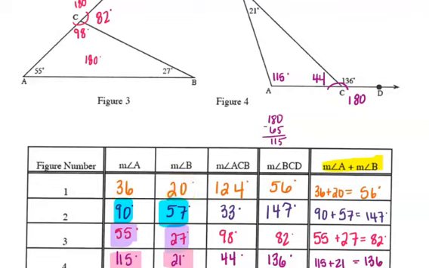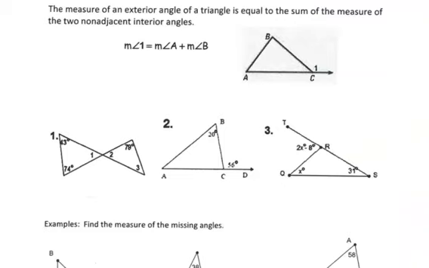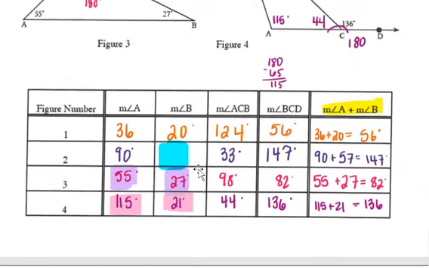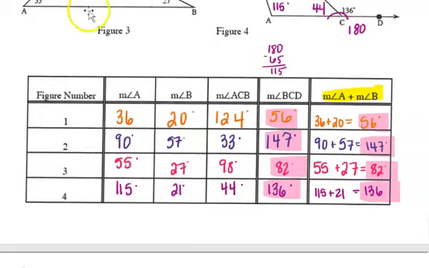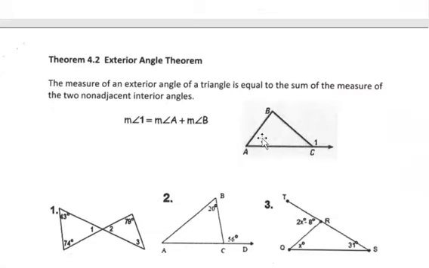Alrighty, I'm going to take away some of these highlights here, and hopefully hit home what we're seeing here. So this is 57. My apologies. Take away these highlights. And now I'm just going to notice here, 56, 56, 147, 147, 82, 82, 136, 136. All right, so this discovery leads us to our exterior angle theorem.